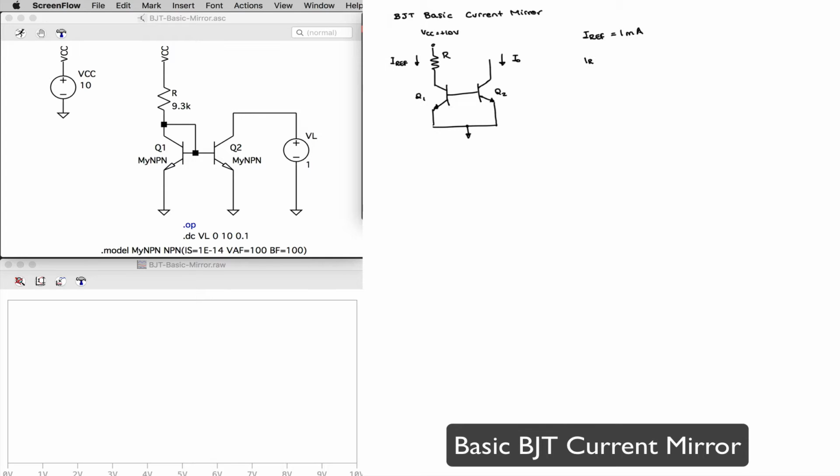And that means since my reference current is going to be equal to VCC minus VBE, divided by R, if I want my reference current to be 1 milliamp, that means my resistor R will be VCC minus VBE over IREF, which in this case is 10 minus, let's assume 0.7 volts for the VBE drop, divided by 1 milli, or 9.3 kilo ohms.